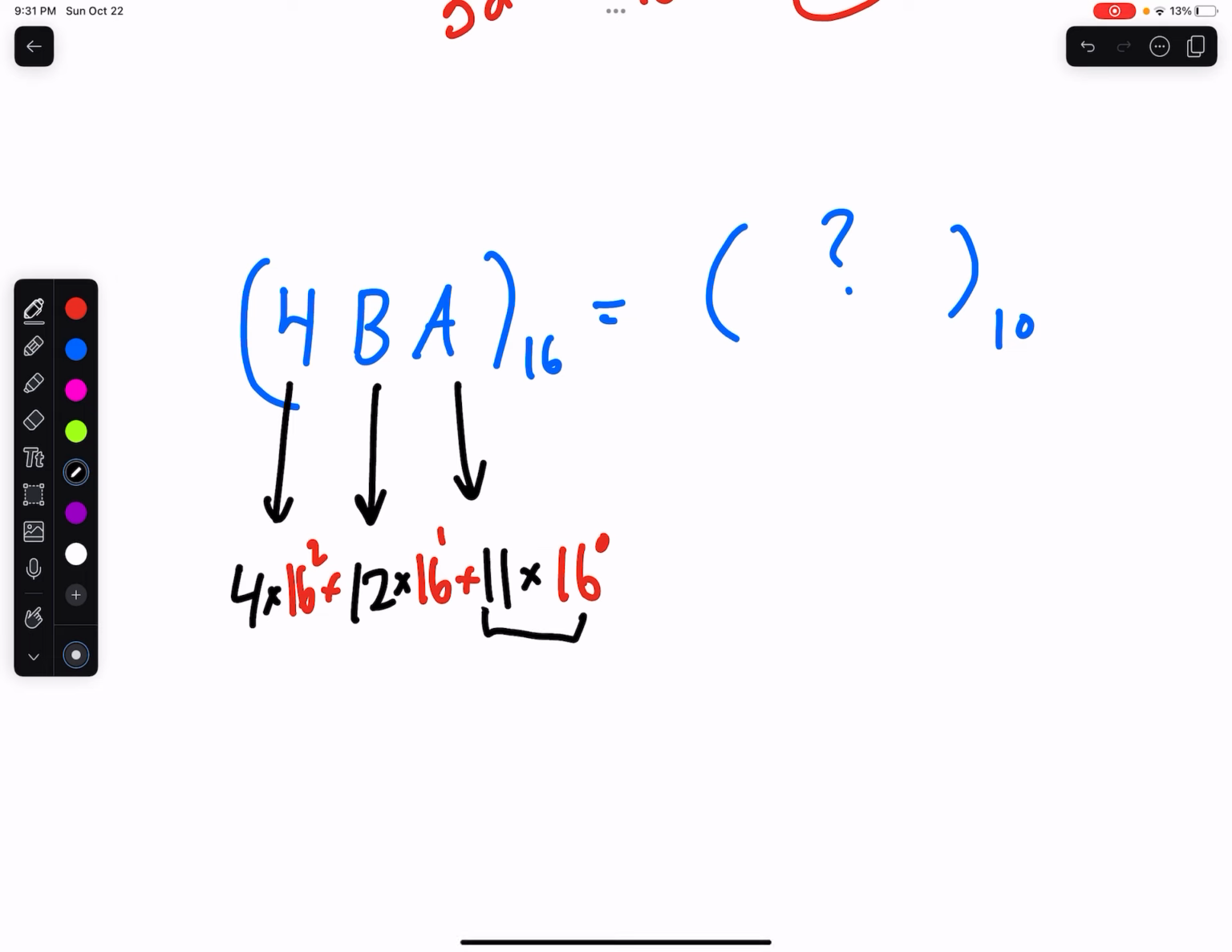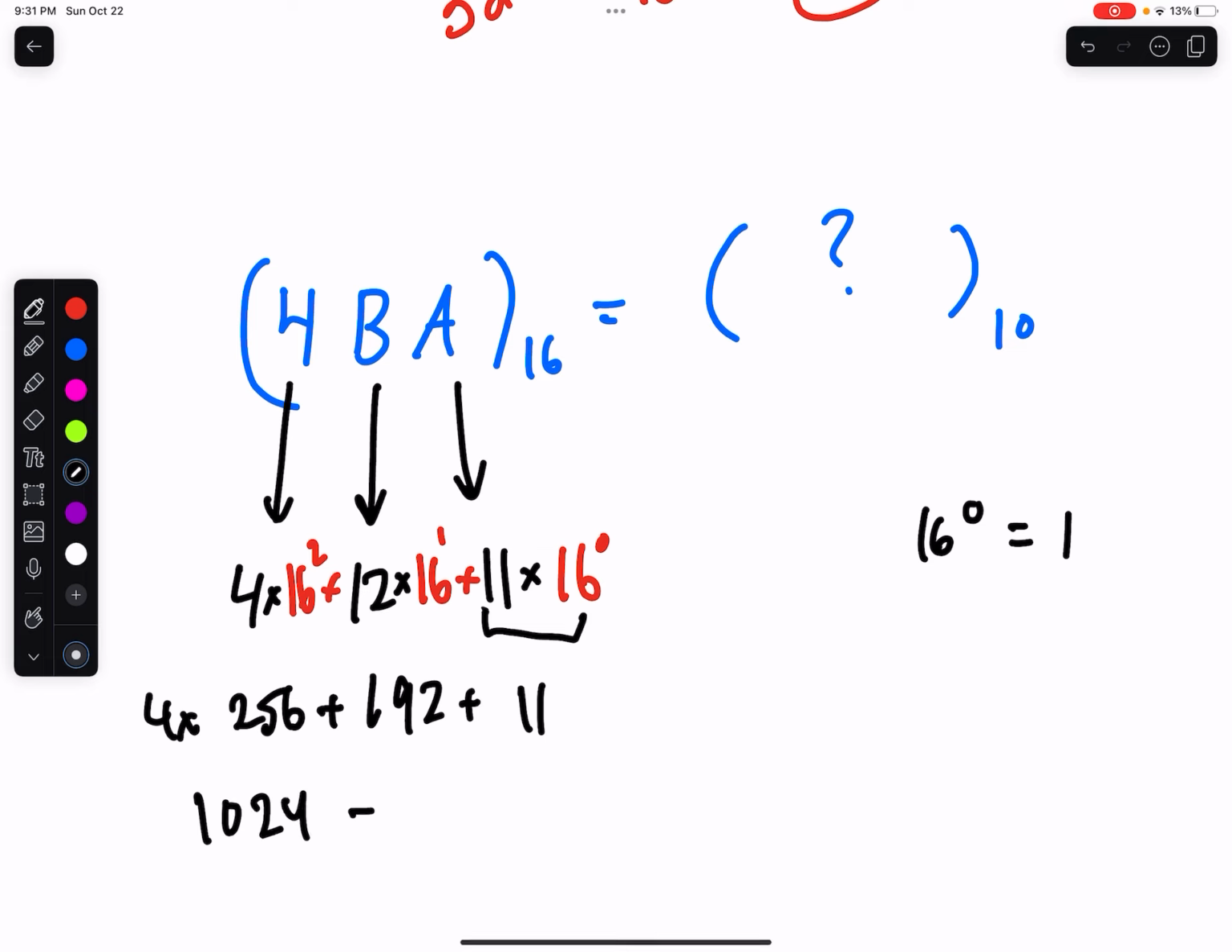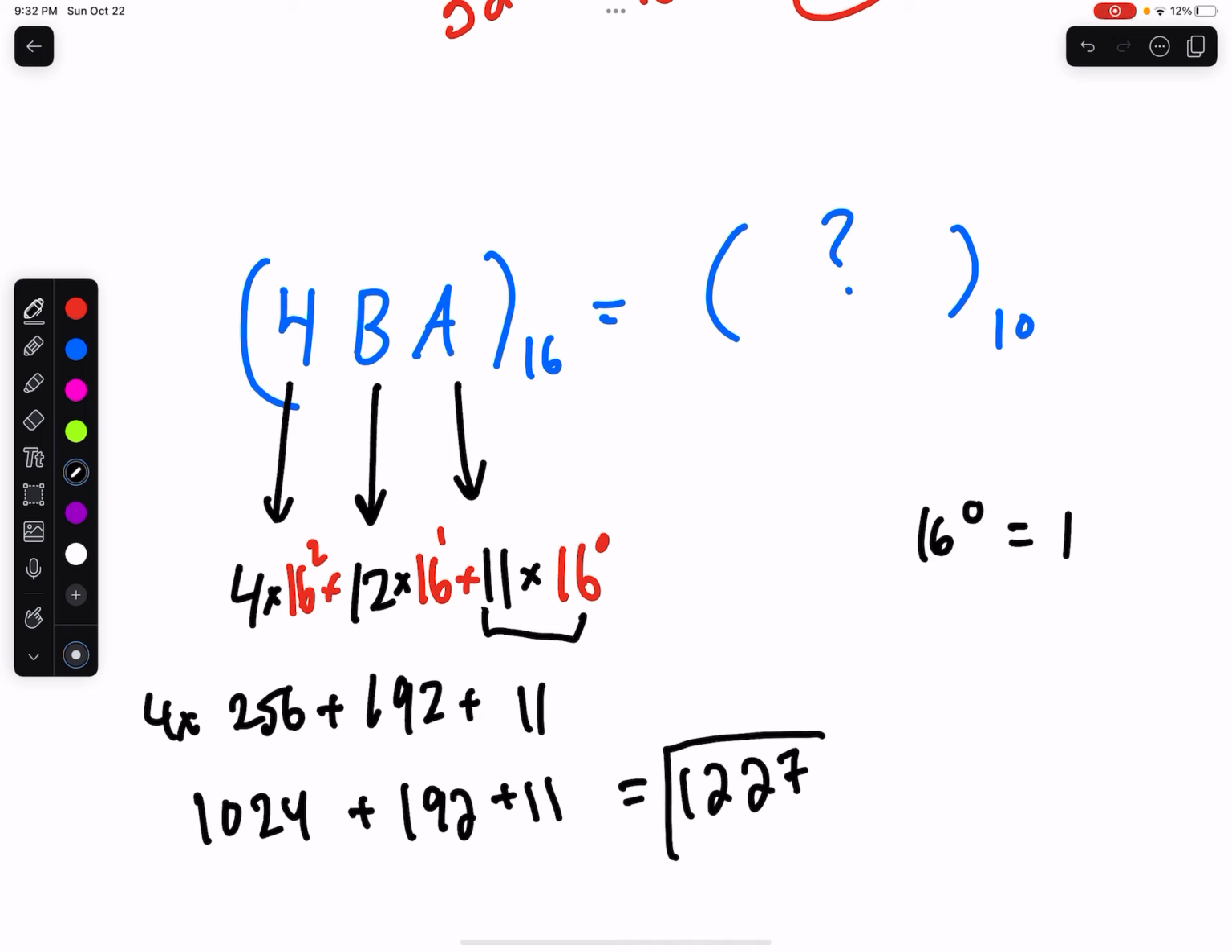So the 1's place, keep in mind, 16 to the 0, that's 1, that's not 0. So we have 11 1's. We have 12 times 16. That's our 16's digit. That makes 192. And then 16 squared, that's 256. We have 4 of those, which puts us at 1024. So we have 1024, 192, and 11. If we put all those together, we'll get 1227. Keep in mind that's in base 10.